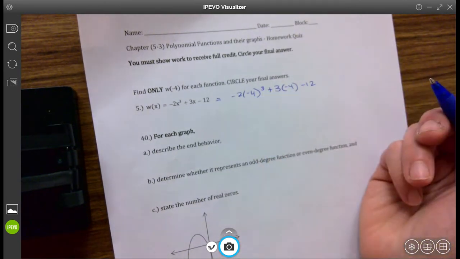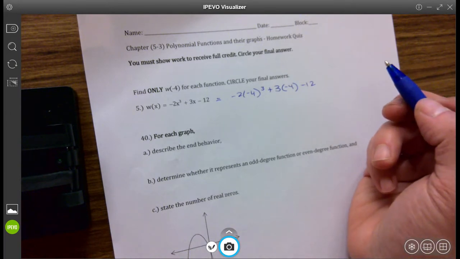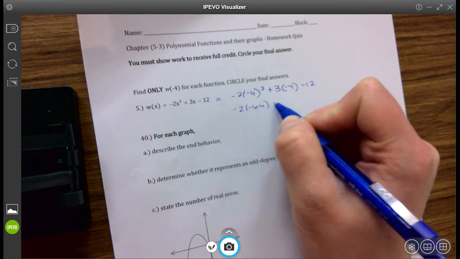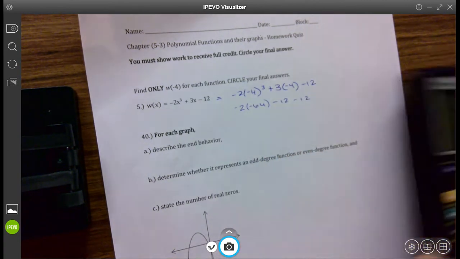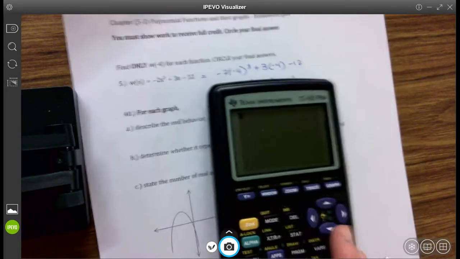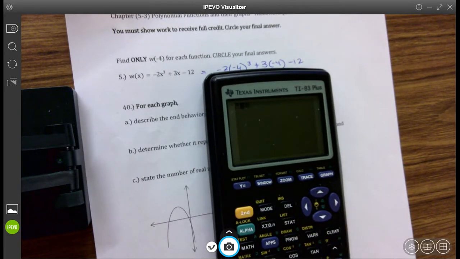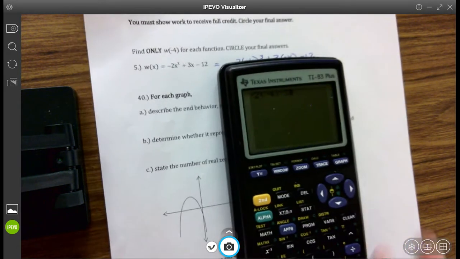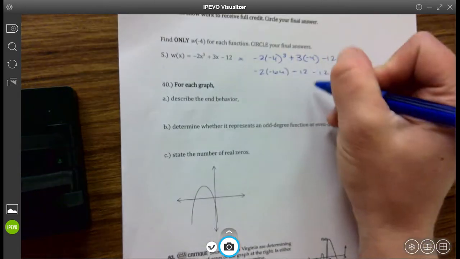Well, you can do it by hand, and honestly, you should. This is going to be a negative 64, negative 12, negative 12. But if you want to make sure your work is correct, I would literally put it in like this. Some of you aren't realizing that you can just type in negative 2, parentheses, negative 4, closed parentheses, raised to the, and some people are like, how do I do the caret? It's right here. Raised to the third, plus 3x. Well, x is now negative 4 minus 12, 104.